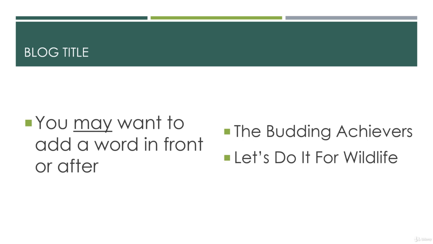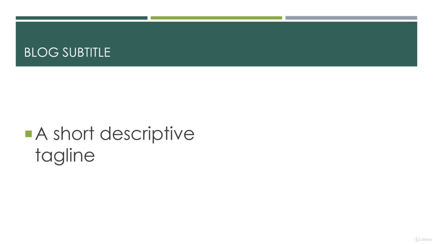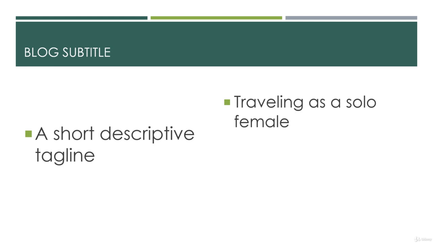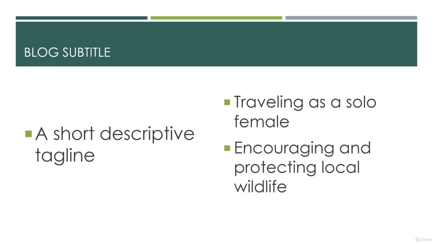So that's the title. What about the subtitle? What is a blog subtitle? It's a short descriptive tagline. For example, this is a blog that's about travel for solo females. And the name of the blog is something like Kate's Travel Blog. And the tagline is Traveling as a Solo Female. So that describes exactly what the subject of the blog is. And as a subtitle for doitforwildlife.co.uk, it could be something like Encouraging and Protecting Local Wildlife, because that is going to be the subject of the blog.